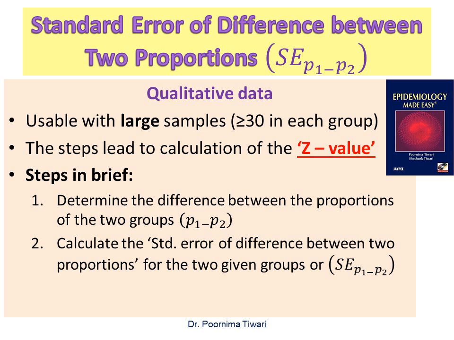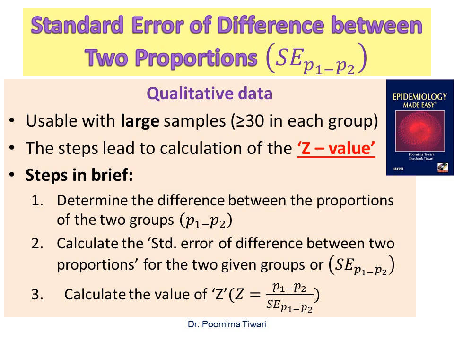Once we have the actual difference between the proportions, P1 minus P2, and we have calculated the standard error of difference between the two proportions of the given groups, we calculate the value of Z. Z is calculated as the difference between the two proportions, P1 minus P2, divided by the standard error of difference between two proportions.